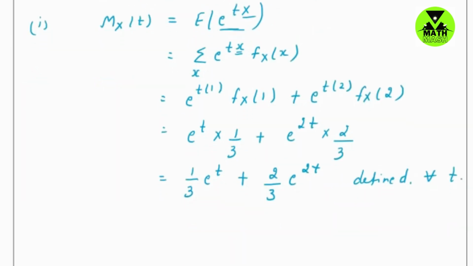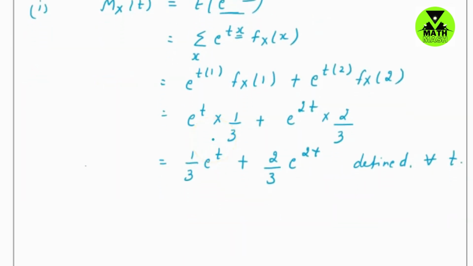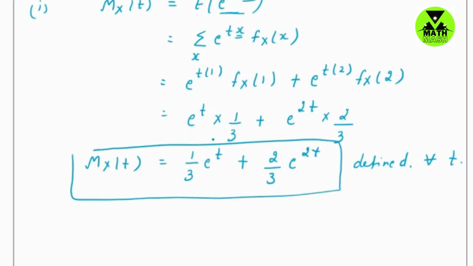Now the second part is using the moment generating function. This is the moment generating function for the random variable X for the given probability mass function. For the second part, we have to find the expected value of X and the variance of X using this moment generating function.